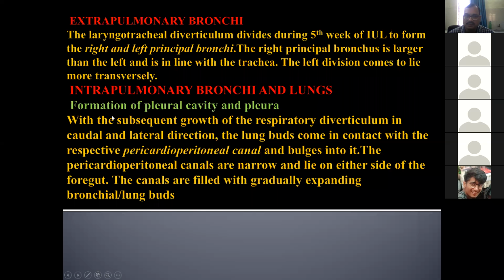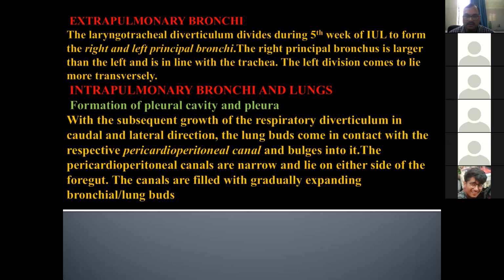Intrapulmonary bronchi and lungs, formation of pleural cavity and pleura. With the subsequent growth of the respiratory diverticulum in the caudal and lateral direction, the lung buds come in contact with the respective pericardio-peritoneal canal and bulge into it. Okay. So we have already discussed that these lung buds were formed by the caudal part of the respiratory diverticulum, which gets bifurcated, and each bifurcated part is known as a lung bud.